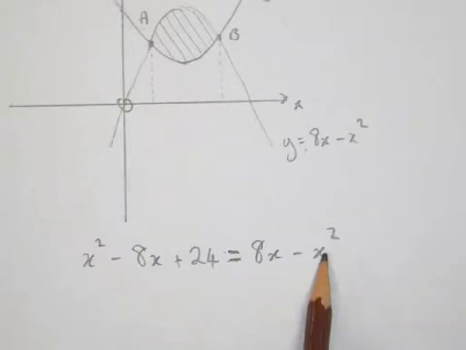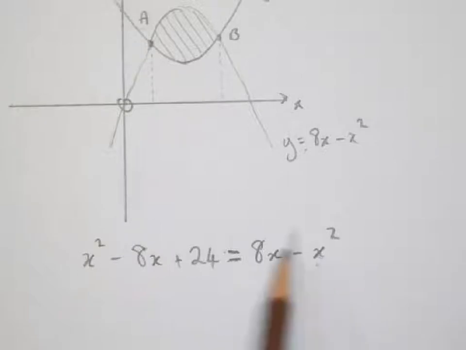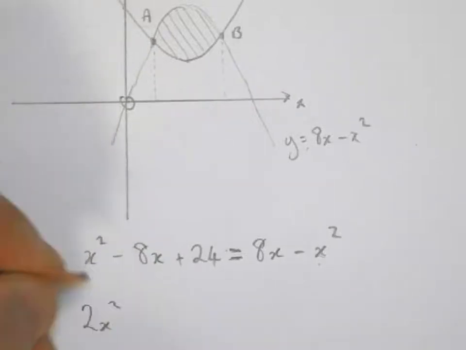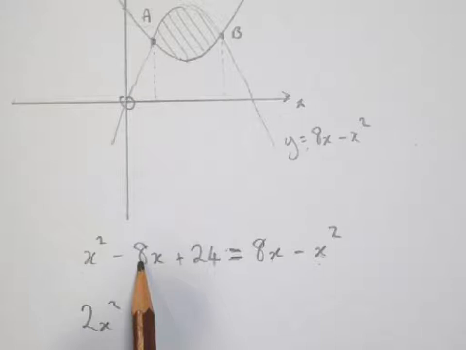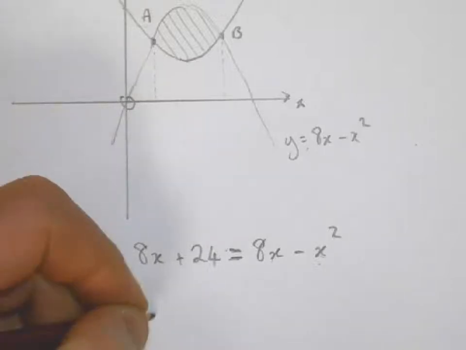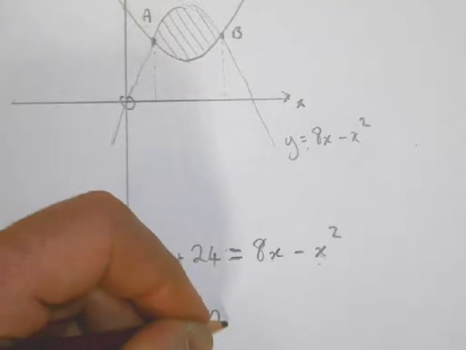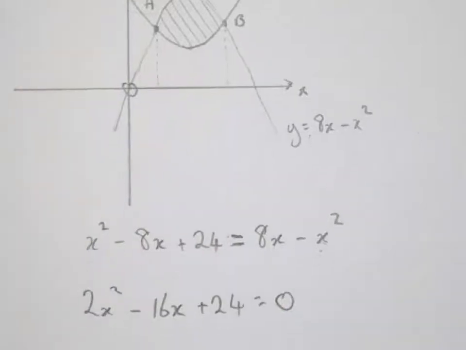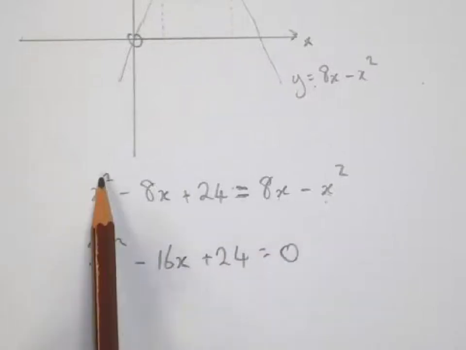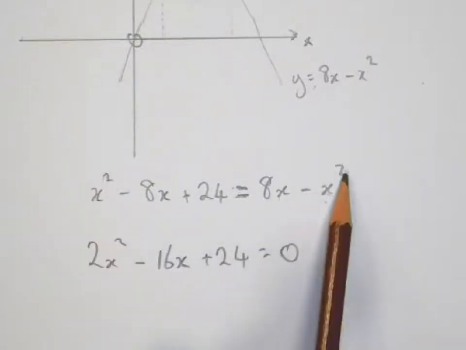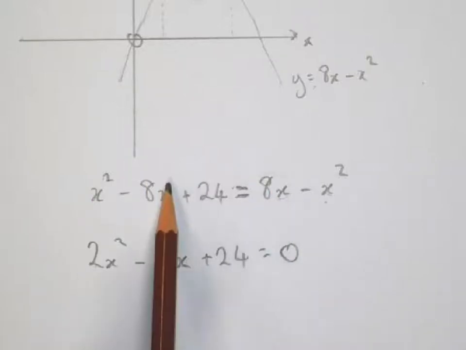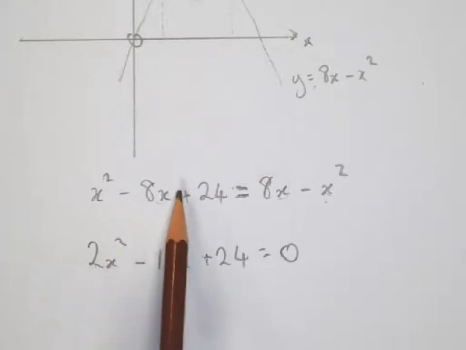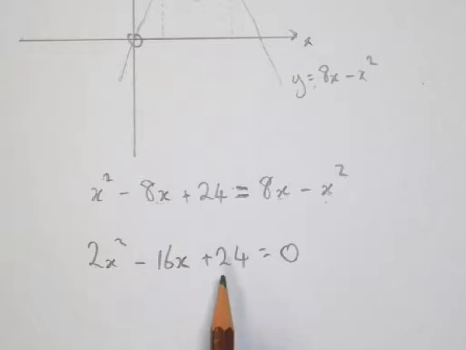So we're going to bring everything onto the left hand side. I'm going to bring this negative x squared onto this side, and I'll end up with 2x squared. I've got 8x here. I bring that onto the other side and add it onto this one here. Will give me a negative 16x, and then I've got my plus 24. I'll just repeat that again. We've got our x squared. We bring the negative x squared onto the other side, which gives you 2x squared. The 8x onto the other side will give you negative 8x, take away an 8x will give you negative 16x, and then plus the 24.